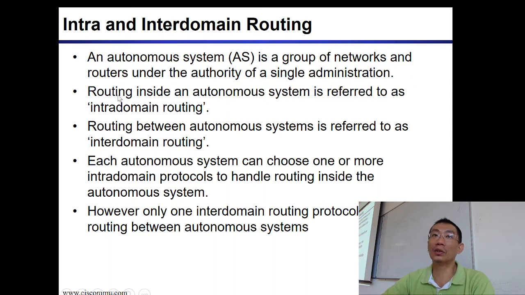Inside the autonomous system, you run an intra-domain routing. You can run OSPF, ISIS. Between the autonomous systems, you run an inter-domain routing. Each autonomous system can choose what routing protocol they want. You want to run RIP, also can, or whichever you want. However, between the AS, you can only run BGP.